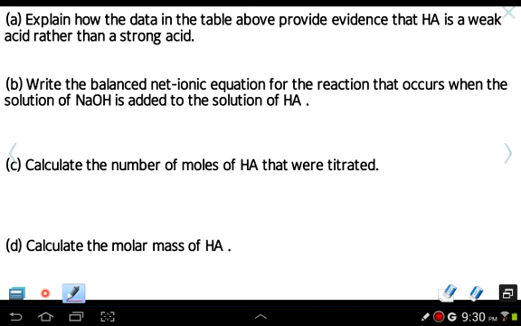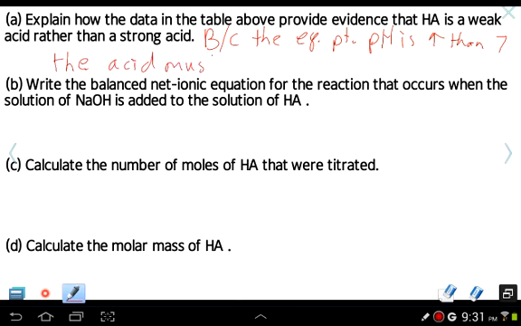So we can say because the equivalence point pH is higher than 7, the acid must be weak. Now for the AP exam I wouldn't shorthand it, I would go ahead and write it out, but I think for the purpose of review we can take a shortcut.